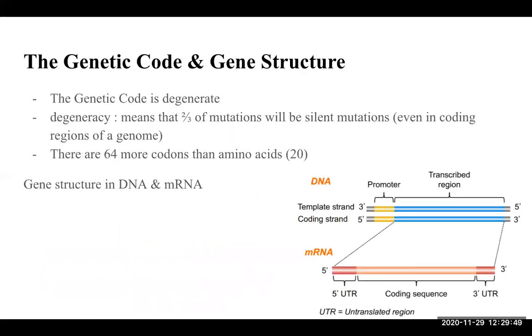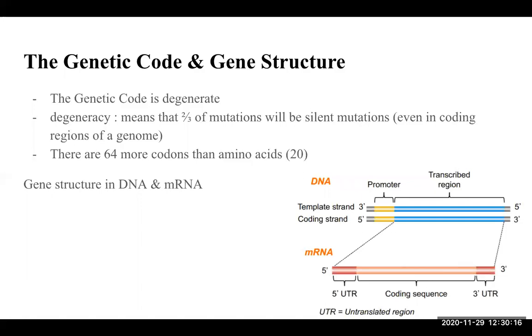So the genetic code and the gene structure. The genetic code is seen to be degenerate. Degeneracy means that 2/3 of mutations will be silent mutations, and it even occurs in the coding regions of a genome. And so there are 64 codons, more than amino acids. As you can see on the very right side, there is a gene structure that shows DNA and mRNA. In the DNA, there is a template strand going from 3' to 5', and then a coding strand going from 5' to 3'.